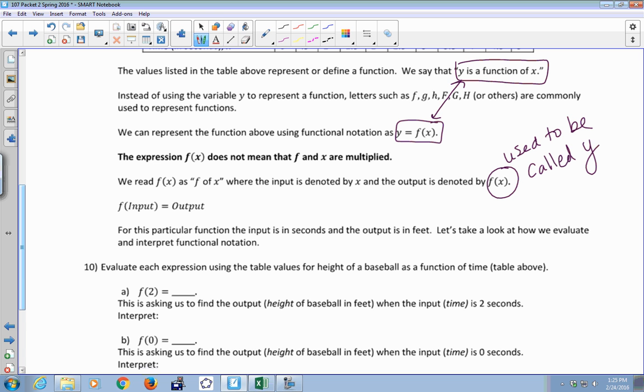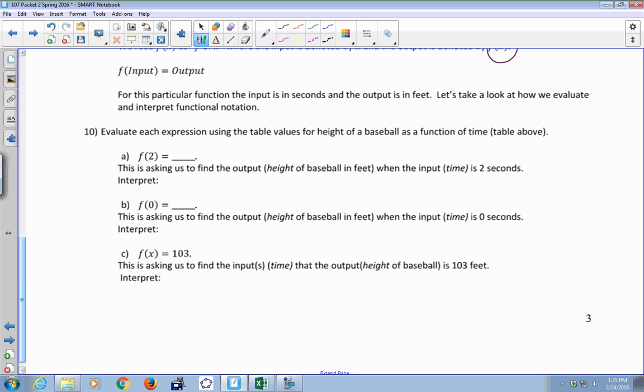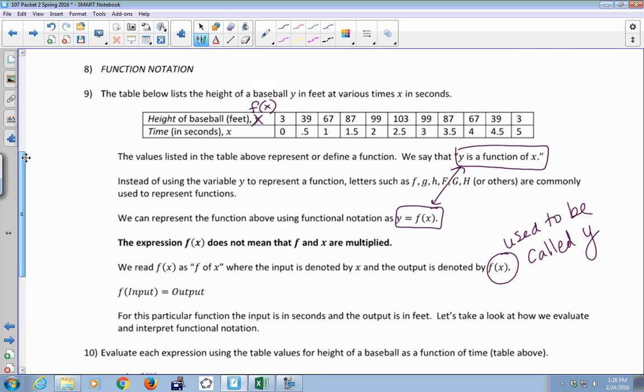All right, I think if we do some examples where we work with this notation, it will get a little clearer. We're going to use this basketball table that gives the height of the basketball as a function of time, to evaluate f parentheses 2. You would read this as f of 2. And this is asking us to find the output, which is the height of the basketball, when the input time is 2 seconds. So the number in parentheses is always an input. If I want to know f of 2, it's asking for the height when time is 2. So what is it? Yes, according to this table, when time is 2, height is 99.